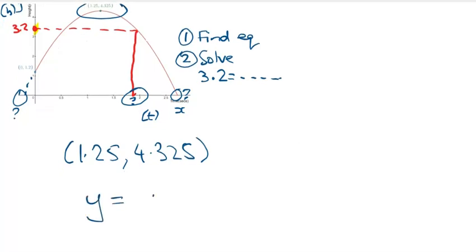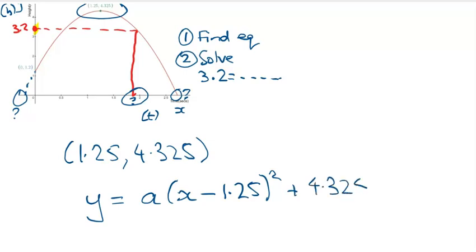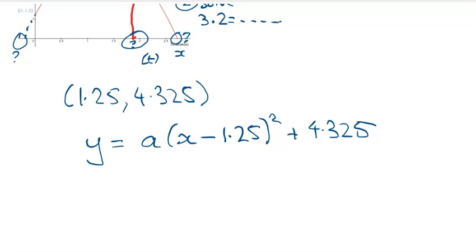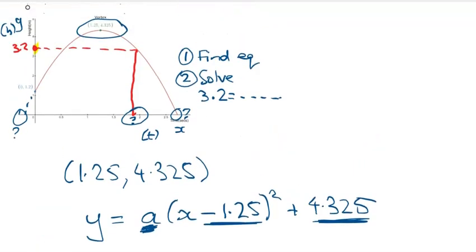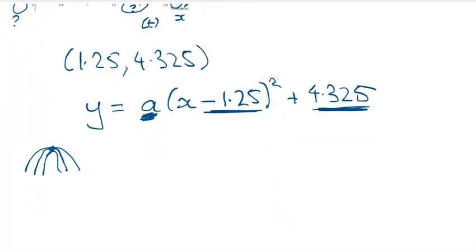Y is equal to some scale factor times this plus 4.325. And if you're watching this video confidently, you should be feeling pretty good about basic vertex form now. It's just got slightly yuckier numbers. So now we have to work out the scale factor to see how stretchy my parabola is. We know where the vertex is. It's at 1.25, 4.325. So the only other information that I've got that I can use is this point here, which is the y-intercept. We know that the y-intercept is on the curve, so it has to satisfy that equation.